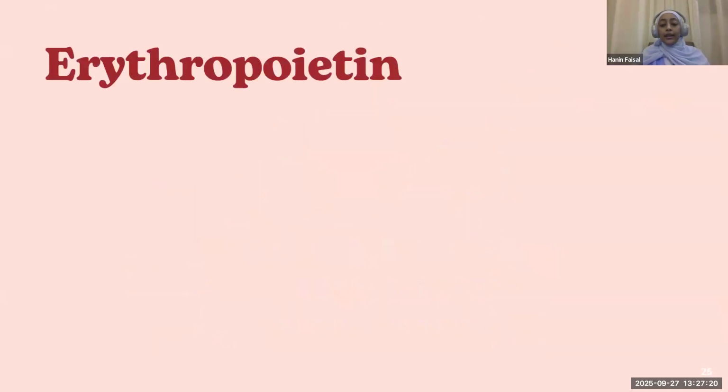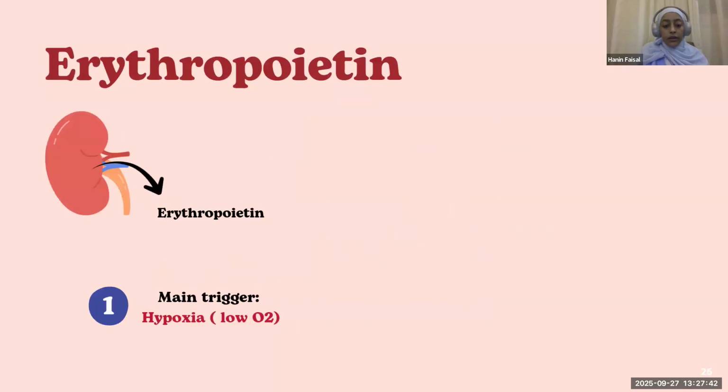Okay. Now, again, how will the stem cell know that I want to change into a red blood cell or into a white blood cell? It's all about hormones. Erythropoietin is the one that's going to tell the stem cell to change into an erythrocyte, which is the red blood cell. And it's going to get released from the kidney. This is really important to know, that erythropoietin is released from your kidneys. And the main trigger for it is hypoxia, low oxygen. So when the body sees that there's low oxygen, this triggers the kidney to produce more erythropoietin. Why? Because it wants to form more red blood cells.